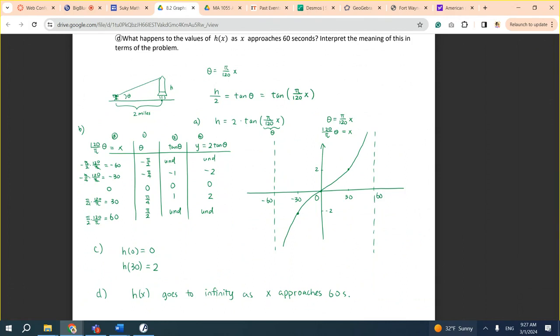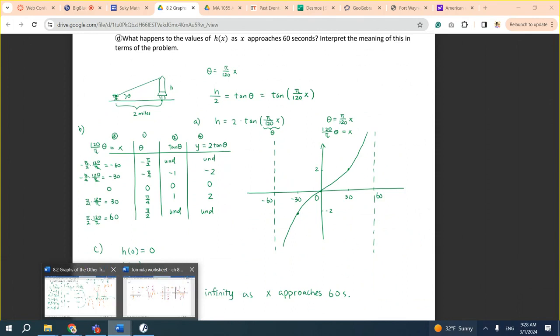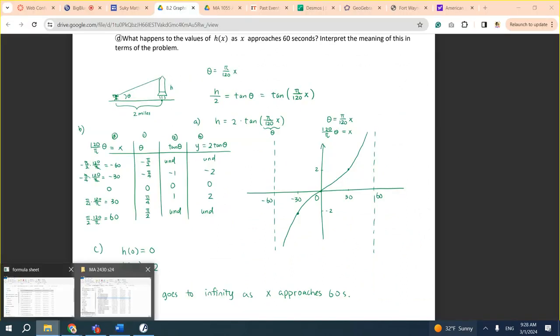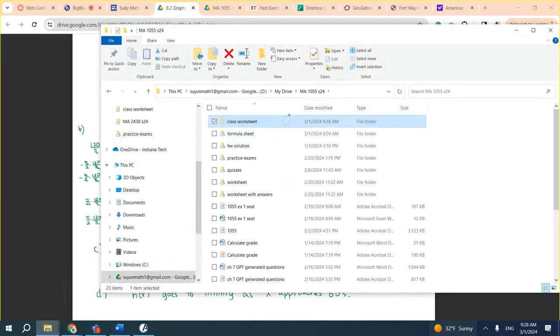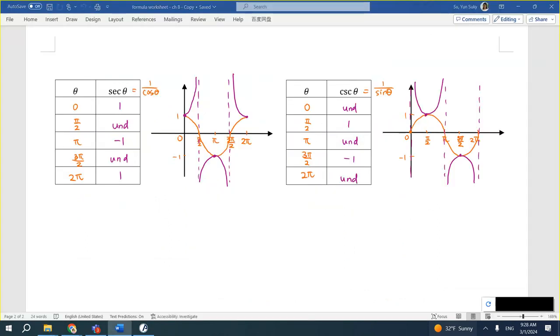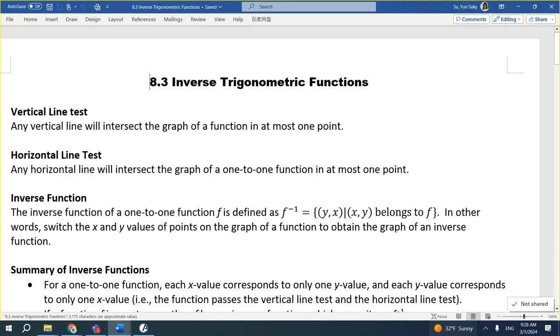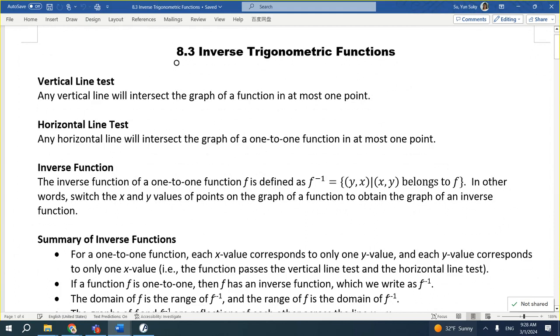All good? So let's look at 8.3. Okay, so close that. 8.3. This chapter is just 3 sessions, but each session covers a lot. So 8.3, inverse trig functions. Do you still remember inverse functions? Okay, let's review all the basic concepts.